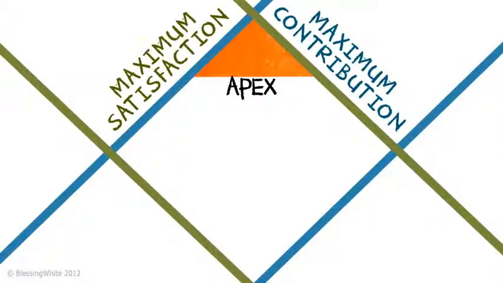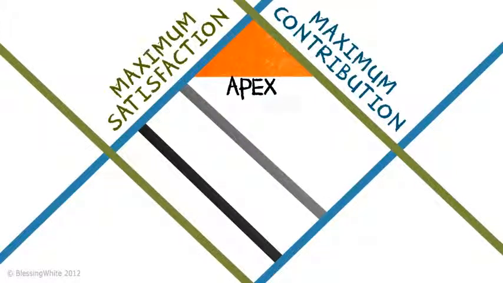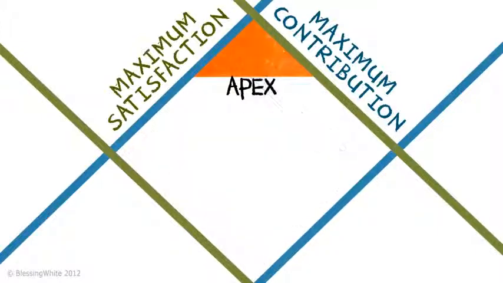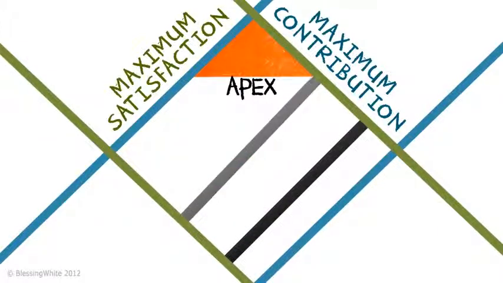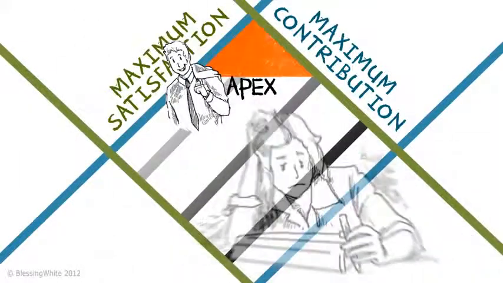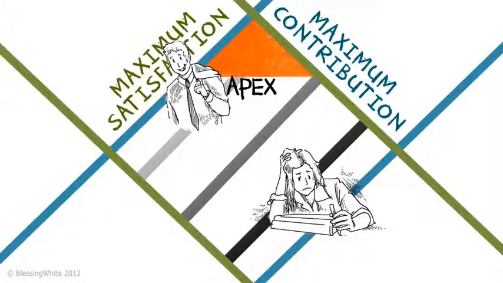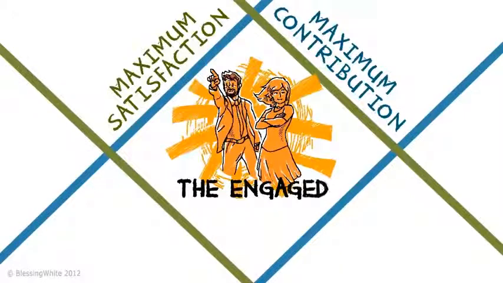Of course, as we look across any organization, not everyone's at the apex, certainly not all the time. There's a wide distribution in terms of contribution, with high performers on one end and people who aren't contributing much on the other. Individuals, too, don't always get what they're looking for. They're at different levels of satisfaction. Some people are fortunate enough to be at the apex, high on both contribution and satisfaction. We call this group the engaged.